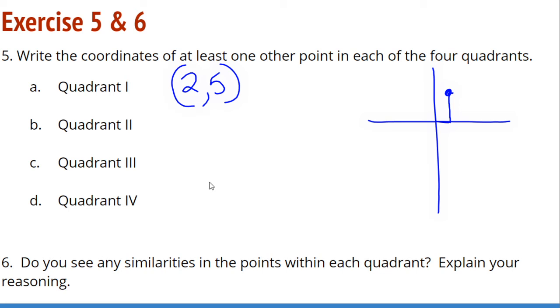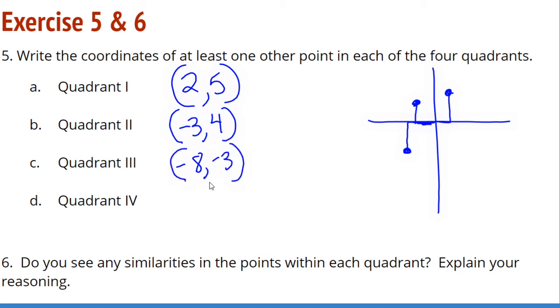For quadrant 2, I've got to go into the negatives for x, and then into the positives for y. So negative 3 and 4. And if I'm doing quadrant 3, I need to go into the negative x's and the negative y's. So negative 8, negative 3. And then for quadrant 4, I've got positive x's and negative y's. So 5 and negative 2.